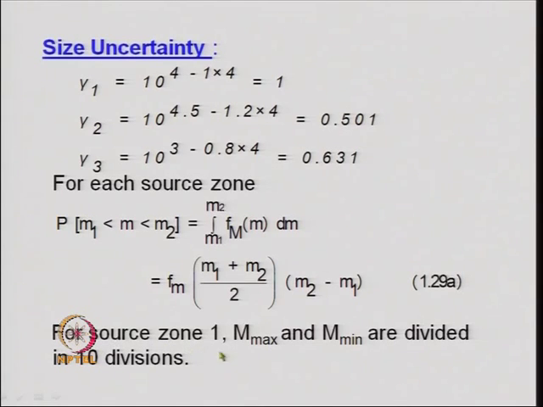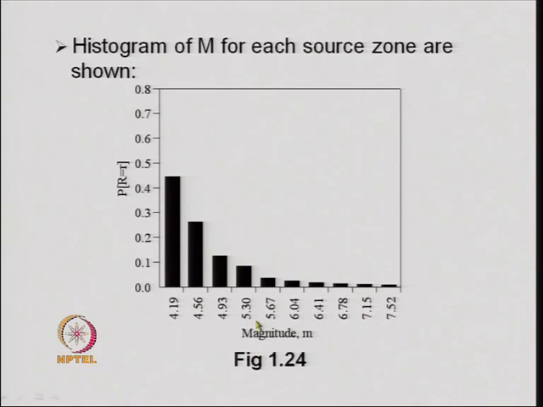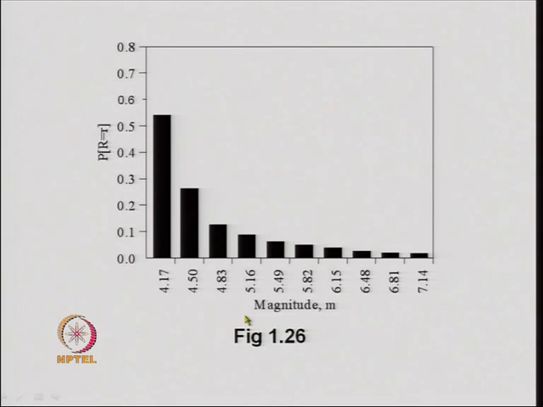So for source zone 1, M max and M min are divided again into 10 divisions, and the center of the division is considered as one magnitude. That way we get 10 such magnitudes, and one can find out the probability of occurrence of a certain magnitude of earthquake, and that magnitude of earthquake will be referred to the magnitude which lies at the center of the division. So the probability of occurrence of that magnitude of earthquake can be obtained for source 1, source 2 and source 3. For all the three sources, one can have this probability of occurrence of the magnitude of a certain earthquake.